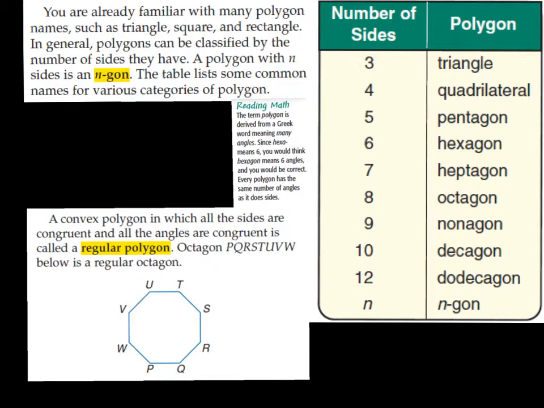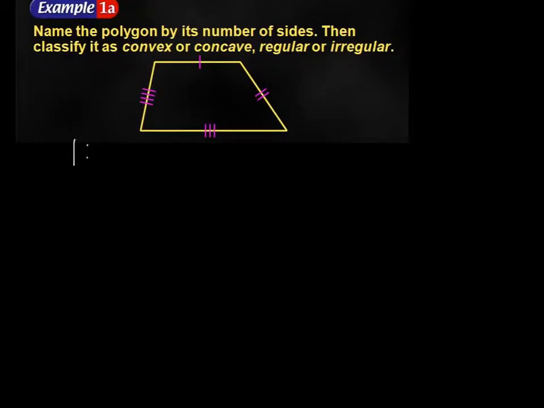A convex polygon in which all the sides are congruent and all the angles are congruent is called a regular polygon. Octagon PQRSTUVW below is a regular octagon. Name the polygon by its number of sides, then classify it as convex or concave, regular or irregular.